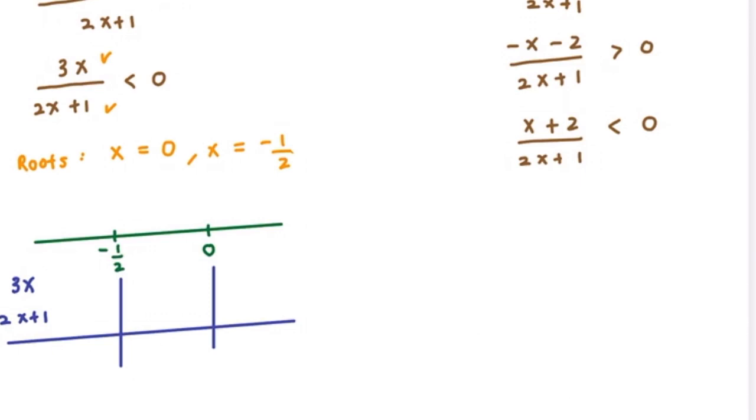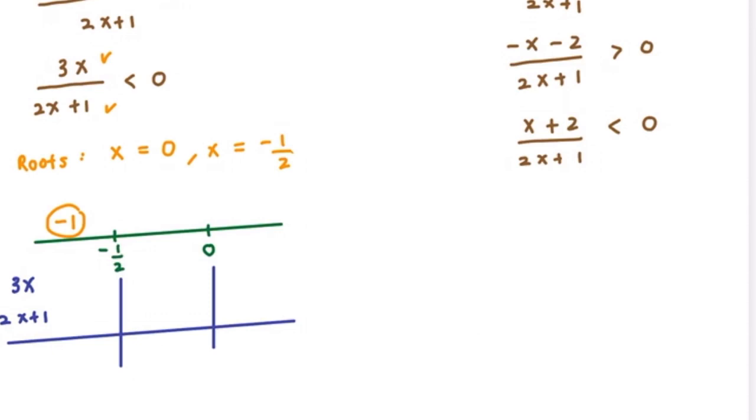So how to fill in the sign, either positive or negative? You need to choose one number for each of the intervals. Let's say for the interval below negative 1 over 2, you choose, for example, negative 1. This is the value that comes from the range negative infinity until negative 1 over 2.